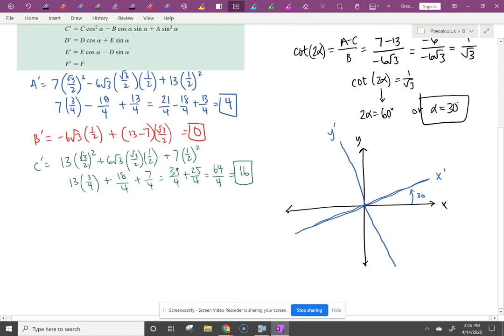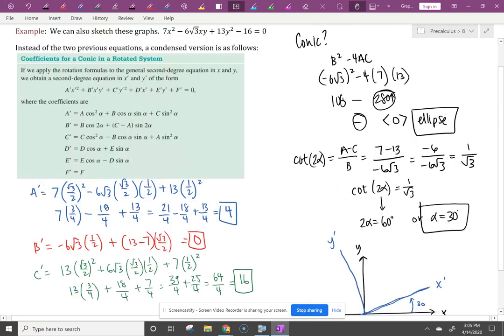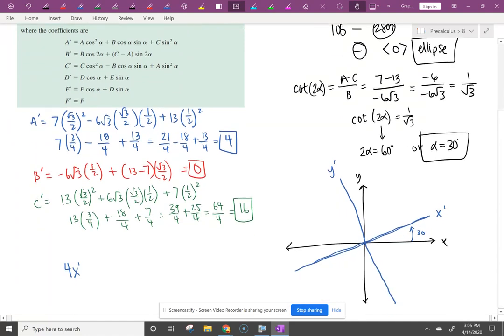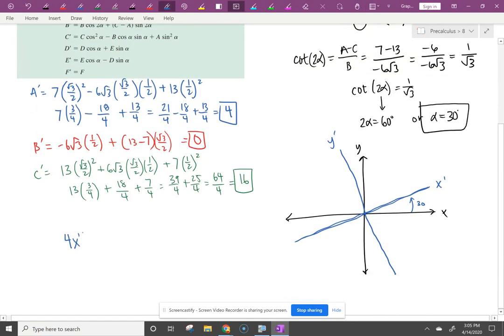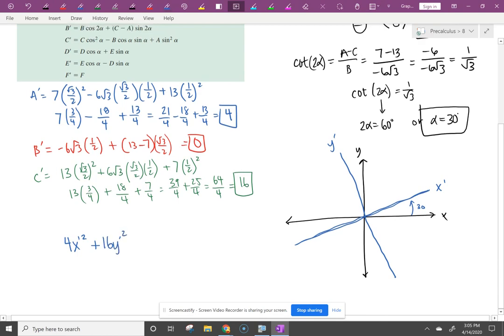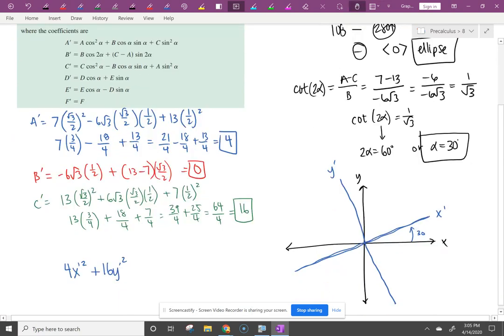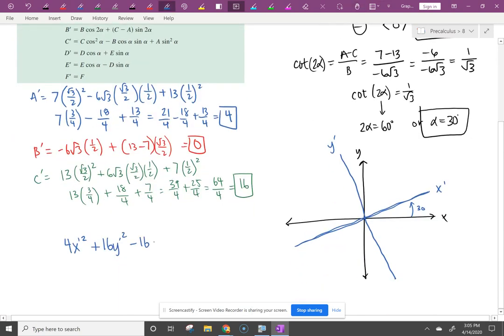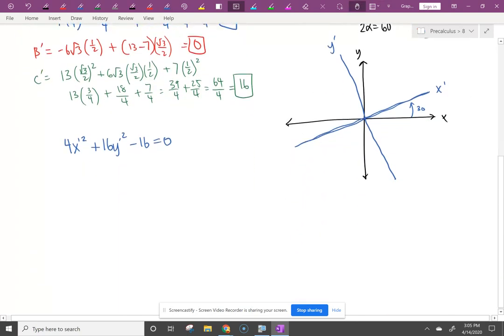So what does our new rotated equation look like? It looks like this. It looks like 4x prime squared, wanted to make sure, 4x prime squared plus 16y prime squared. And then our F was minus 16 equals 0. That is our new equation.